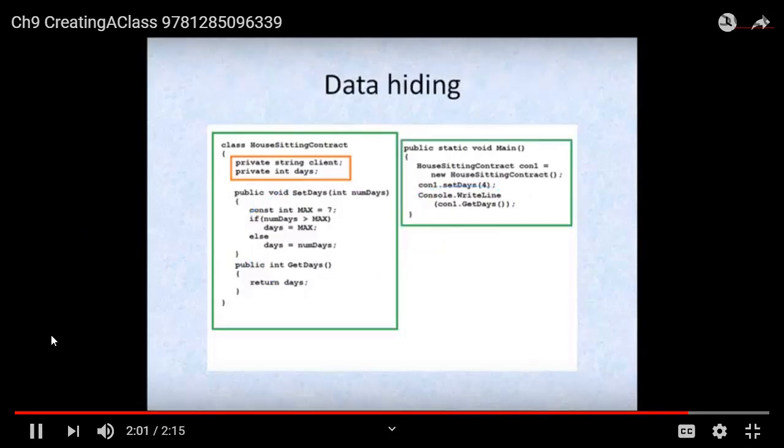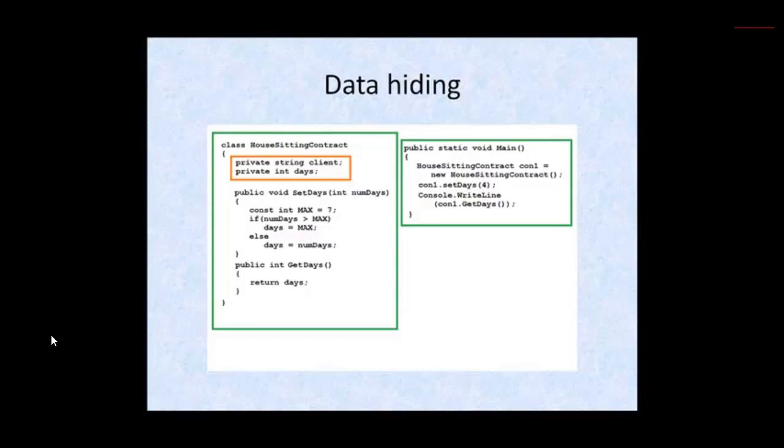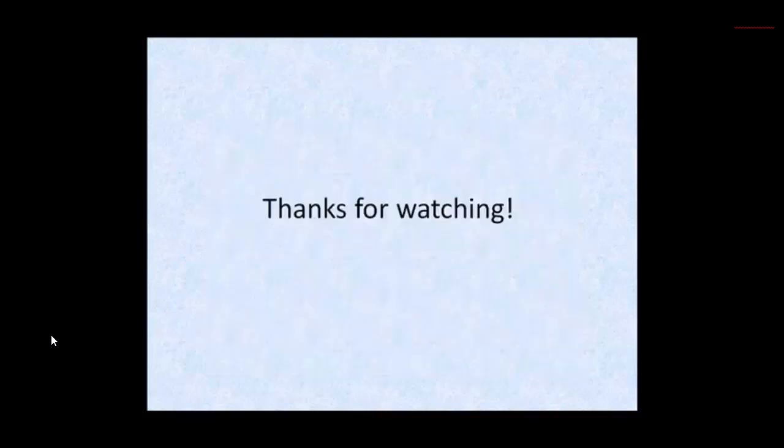With most classes, you make your fields private. This concept is called data hiding. You control how you get to the fields through the use of public methods.